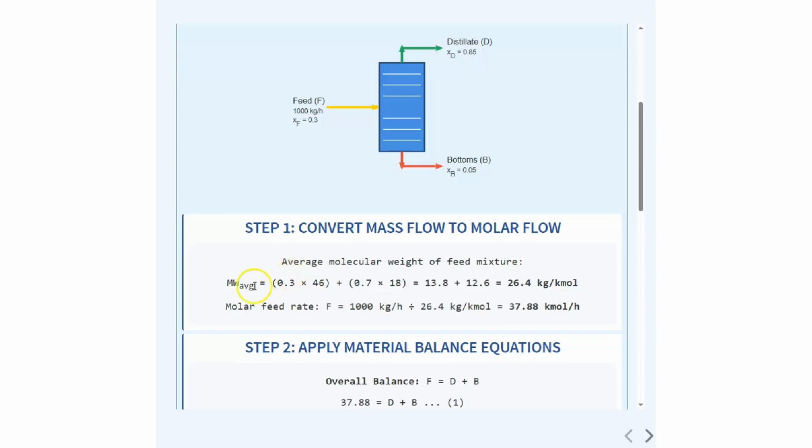So the average molecular weight is equal to 0.3 times 46 plus 0.7 times 18. So 13.8 plus 12.6 is equal to 26.4 kg per kilomole. Now calculate the molar feed rate. F is equal to 100 kg per hour divided by the average molecular weight 26.4 kg per kilomole. So that will be 37.88 kilomole per hour. This means we are feeding 37.88 kilomole per hour to the distillation column.